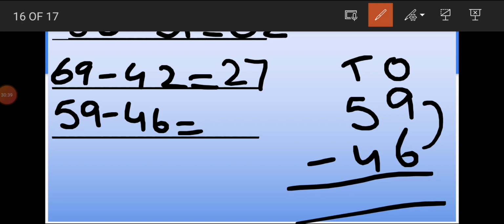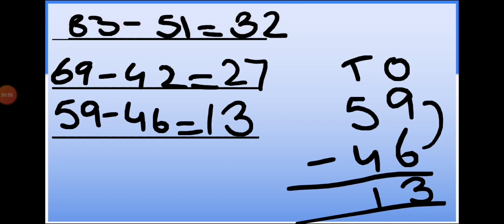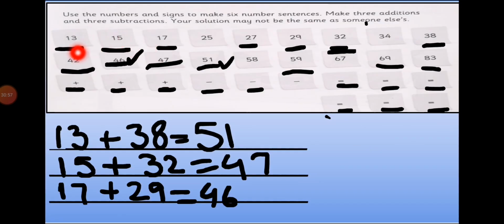Now I'm counting till 9. 6, 7, 8, 9. I have counted 3 numbers. Now second step, subtract the tens. Now 5 tens cut 4 tens. 4 tens, how many more? Yes, 1 ten more. So answer is 13. So when we subtract 46 from 59, we get 13. And 13 is again present here.